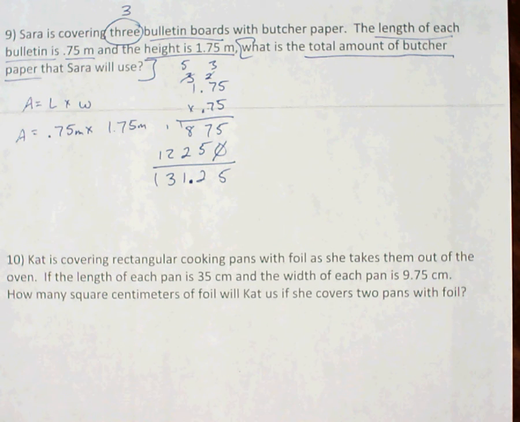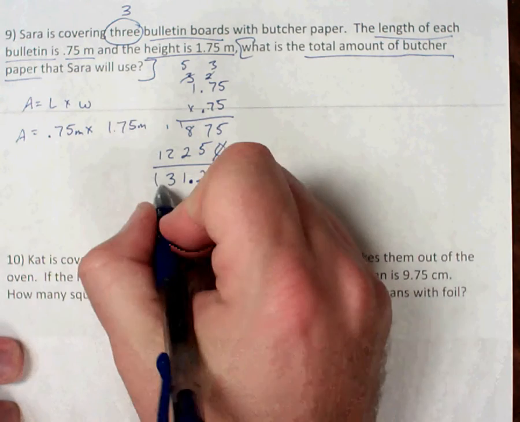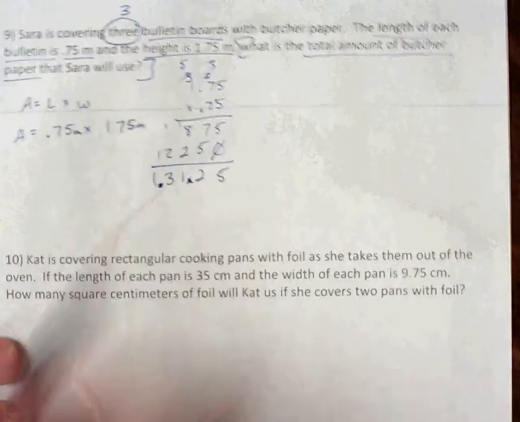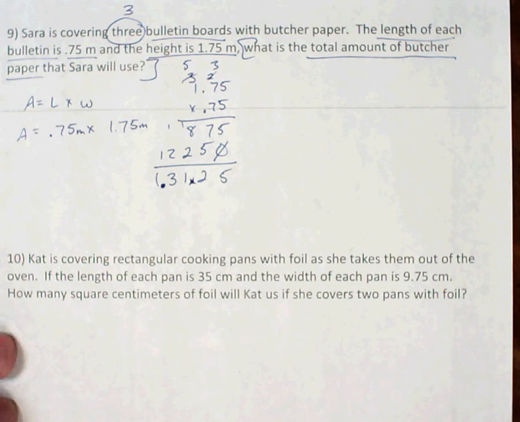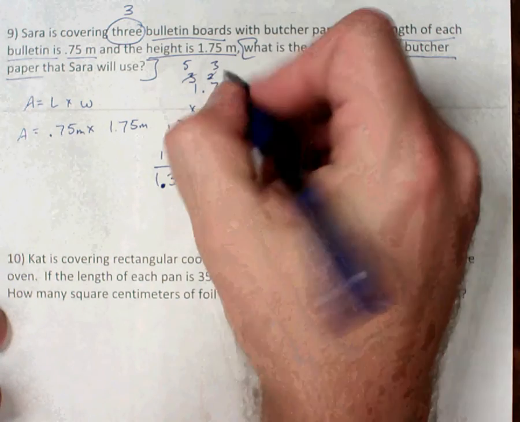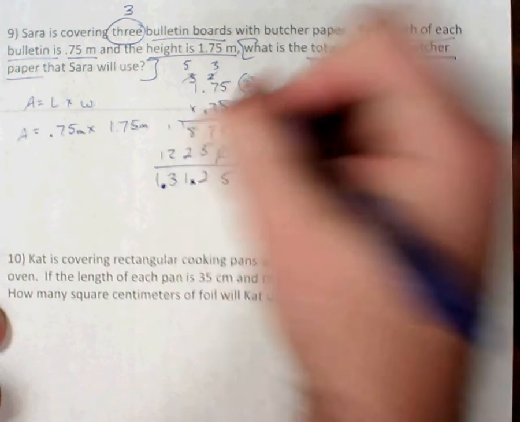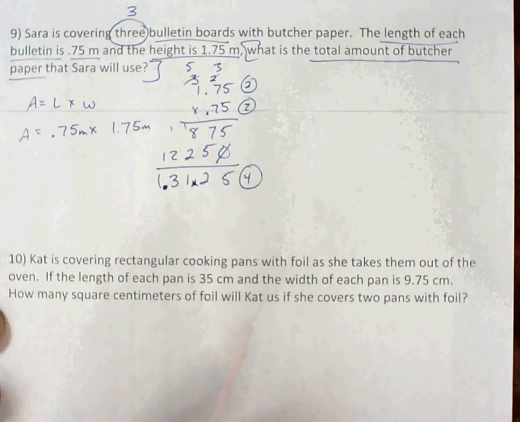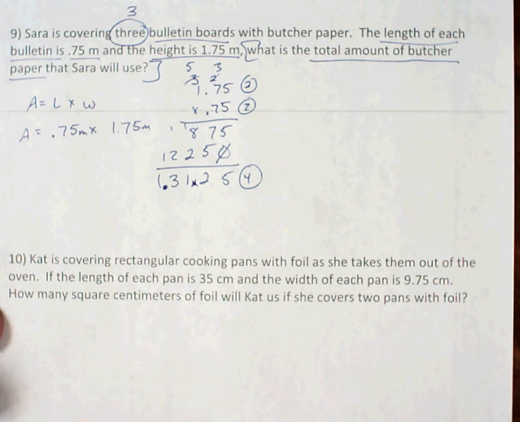Whoa. Mr. Beckwith, slow down, you're putting your decimal in the wrong place. Hopefully somebody caught that. Because I've got 2 numbers to the right here, 2 numbers to the right here, so my final answer needs to have 4 numbers to the right of the decimal. Hate to miss that question just because my decimal's in the wrong spot.